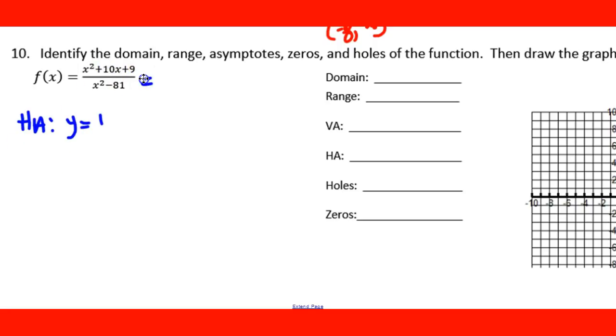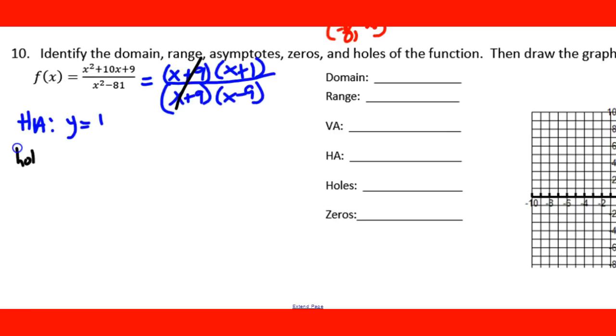Now, let's go ahead and factor. At the top, you're going to have x minus 9, x plus 9, and x plus 1. At the bottom, you have x plus 9, x minus 9. All right. So now, is there anything we can cancel? Yeah. X plus 9. So that's going to be our hole. Take that factor, set it equal to 0, and solve it. X is negative 9.